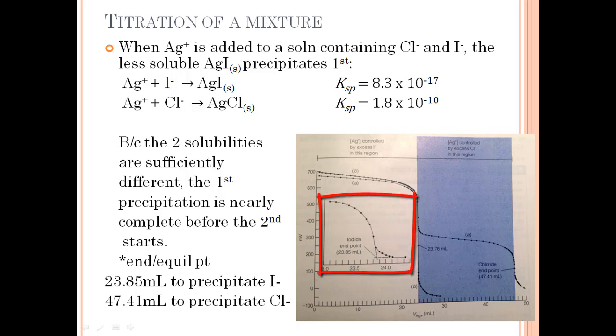23.85. If you look at the insert right there, they tell you how they calculate that endpoint. So that first reaction is completely done. It's complete before you even really start the second reaction, which is the AgCl. You notice that the chloride endpoint is way, way different. It's like 47.41, which is right over here. So this is how you can titrate a mixture of solutions.